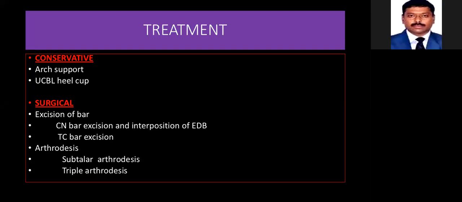Talocalcaneal bar has to be excised, especially on the medial side. In the region of the sinus tarsi, or the sustentaculum tali, you will be able to find out the bar and you have to excise it. In those cases where it is not excisable, you do a subtalar fusion or a triple fusion.